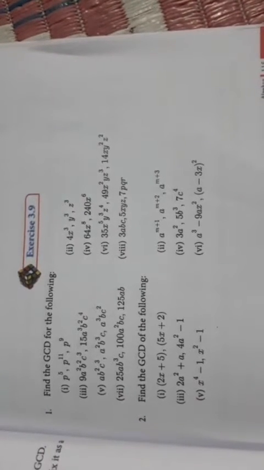Listen, exercise 3.9. First one, find the GCD of the following. For the following, what's the given? First one, p power 5, p power 11, p power 9. Going to find the solution, so take that question.